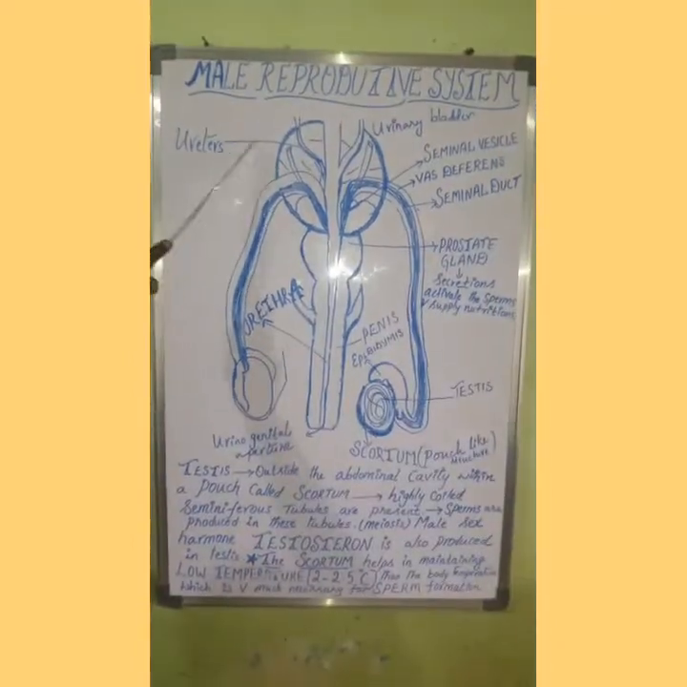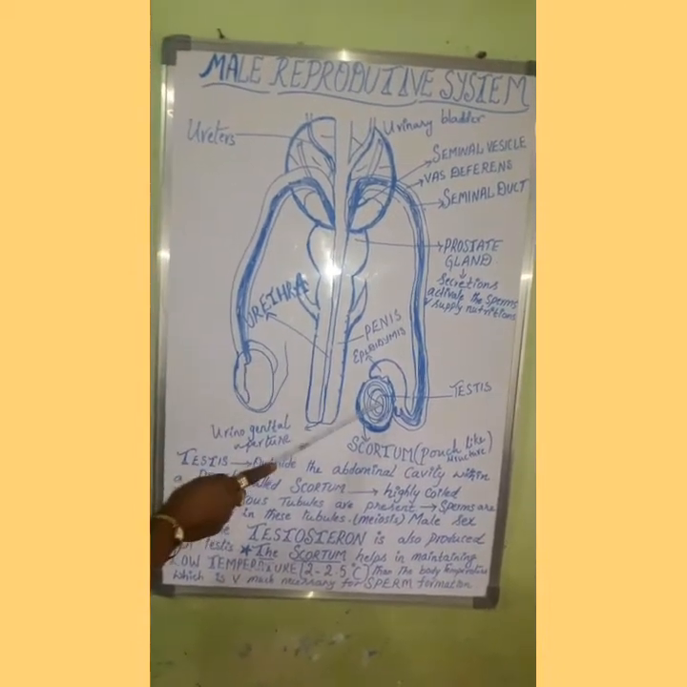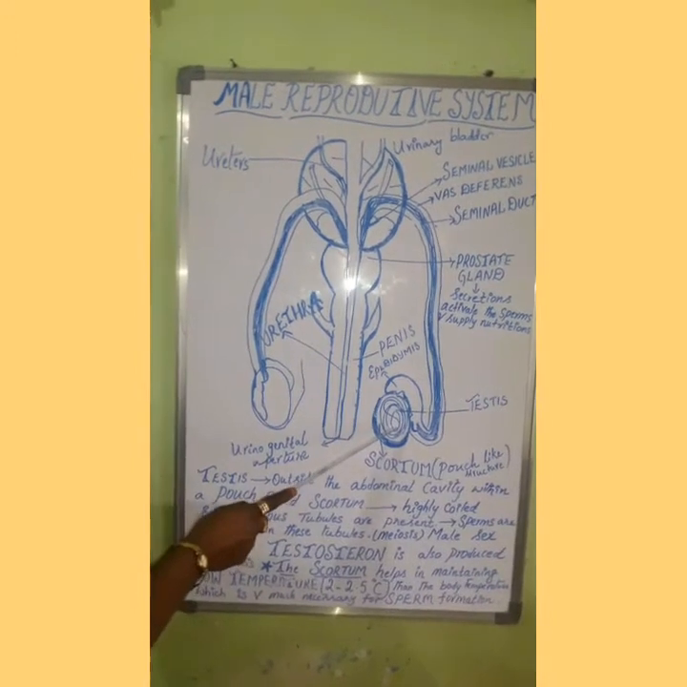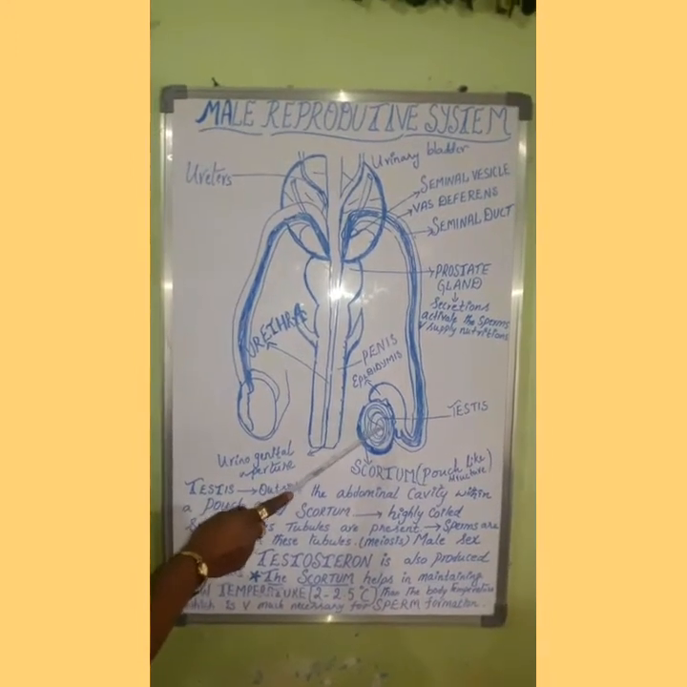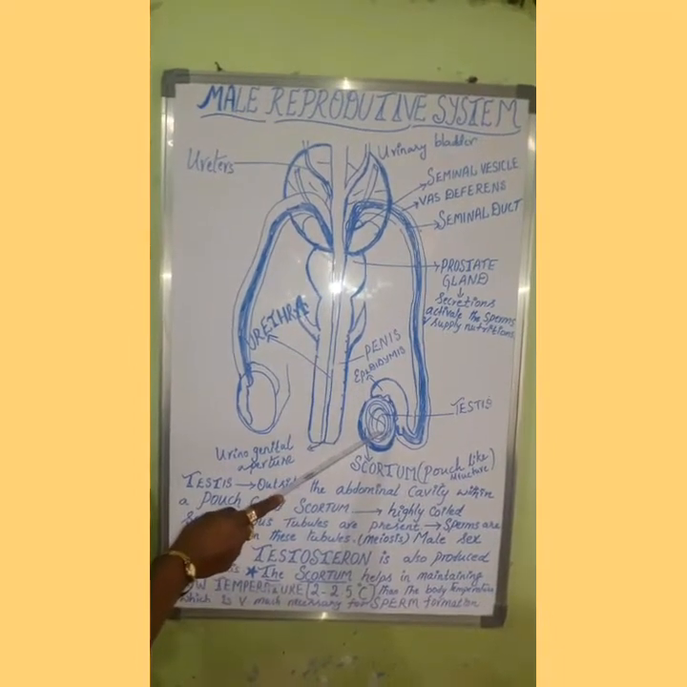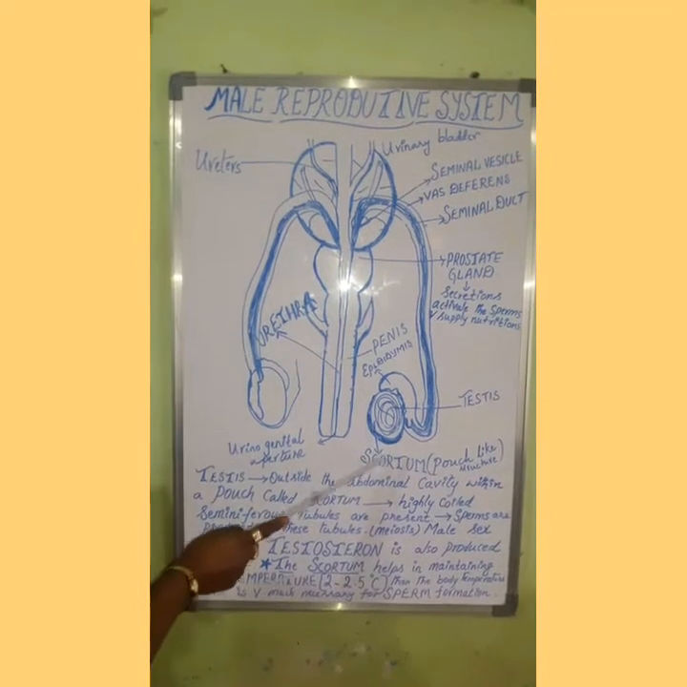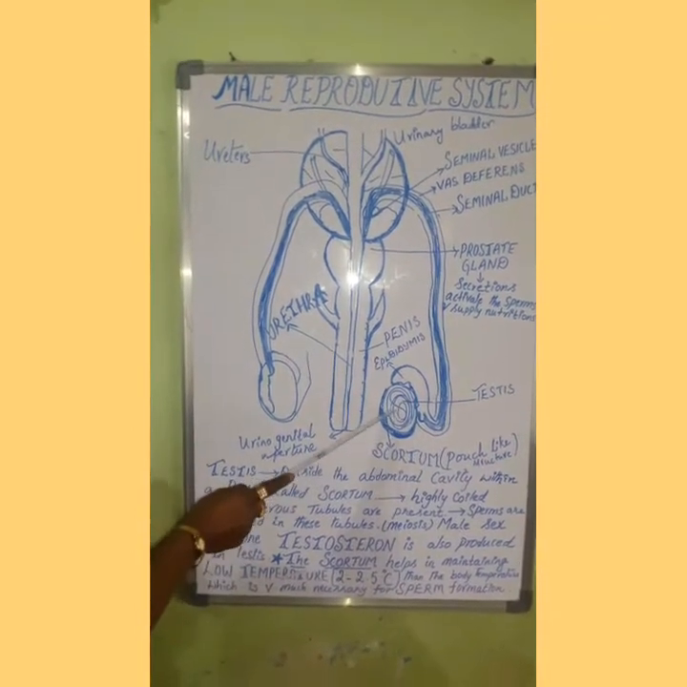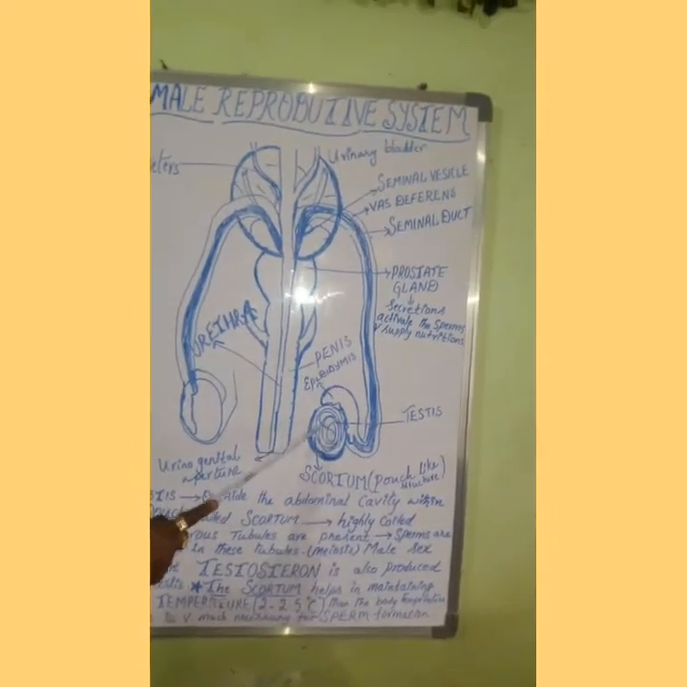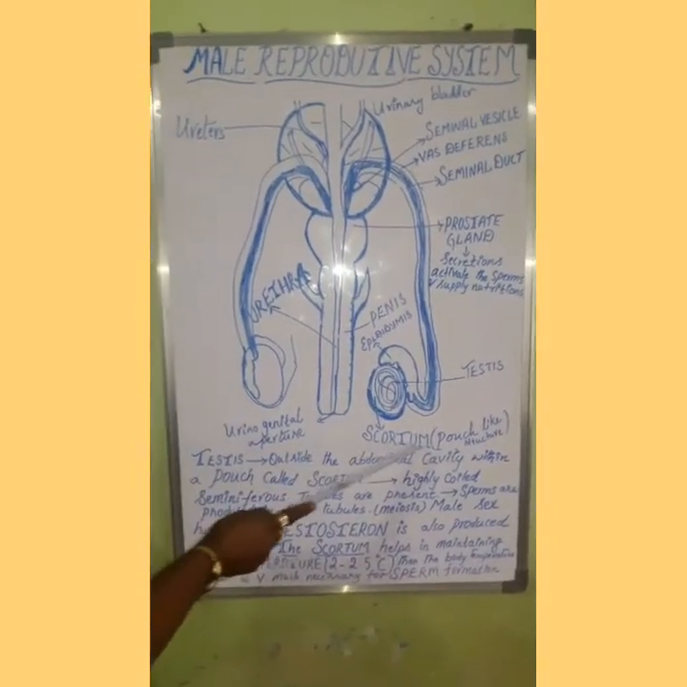The male reproductive system consists of a pair of testes. That means two testes are present. A pair of testes is present outside the abdominal cavity in a pouch-like structure called the scrotum.